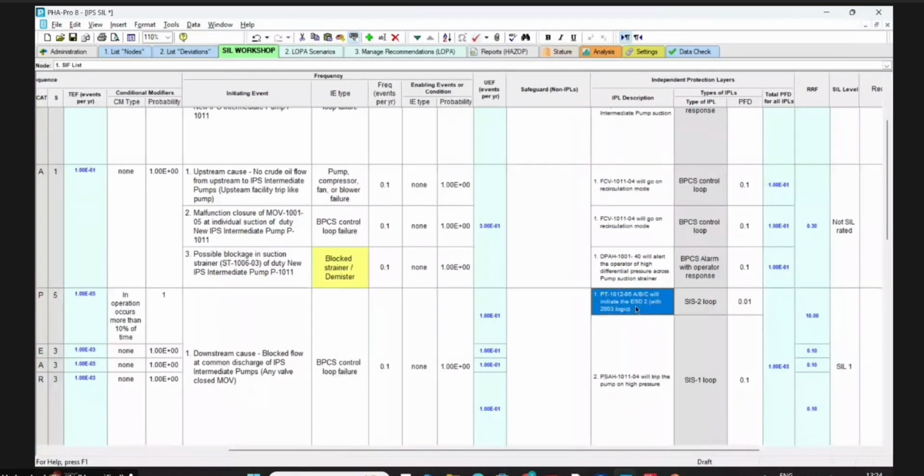What is PT number? PT number ABC? PT voting and the discharge. No, ESD. PT number ABC will initiate ESD2. ABC, yes. Just a minute. The common discharge. Tag number? Just a minute.